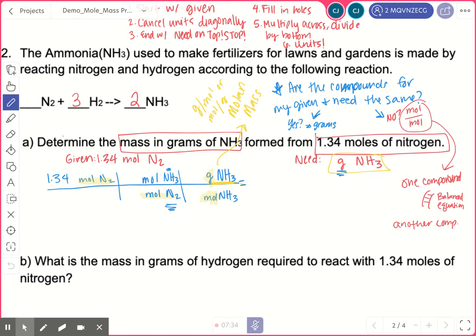All right, so now step 4 says to fill in the holes. This is where you recognize that it's just one big puzzle, okay? So this first bracket situation we have going on, we have moles over moles. Because I have moles over moles, I'm going to use the balanced equation. Moles over moles, I'm going to use the balanced equation.